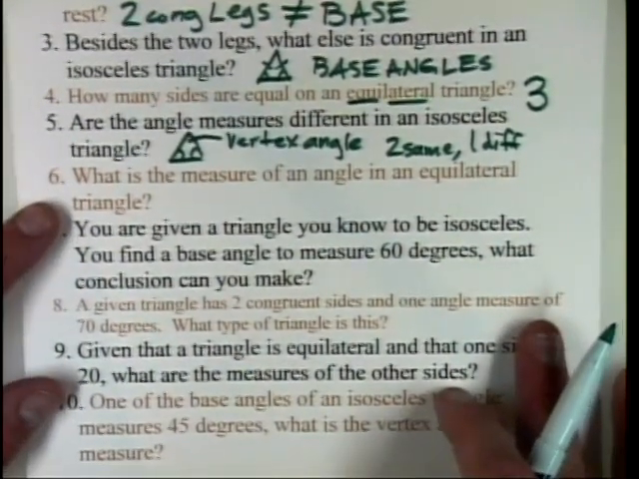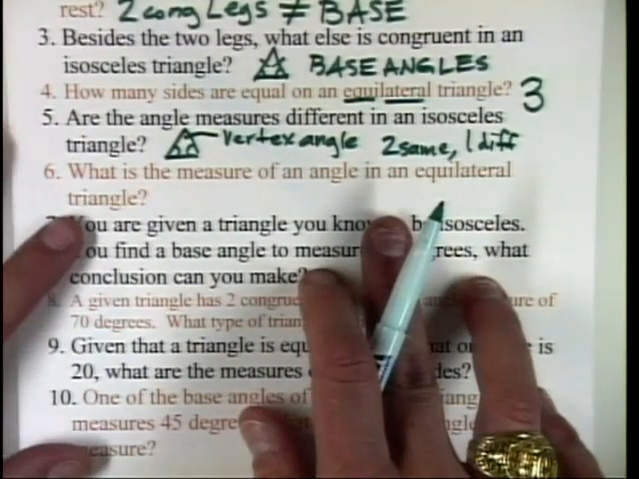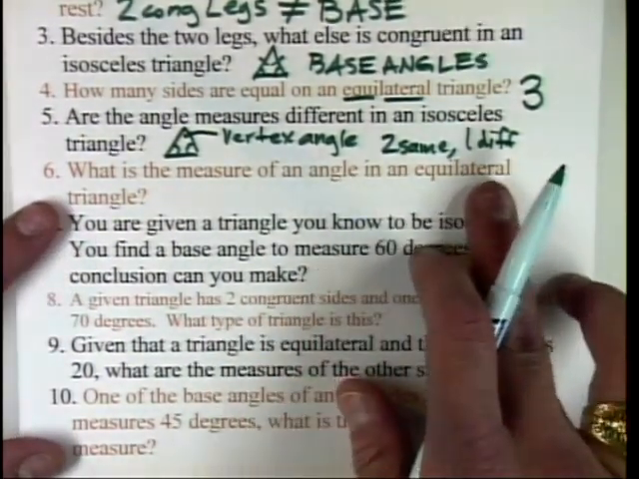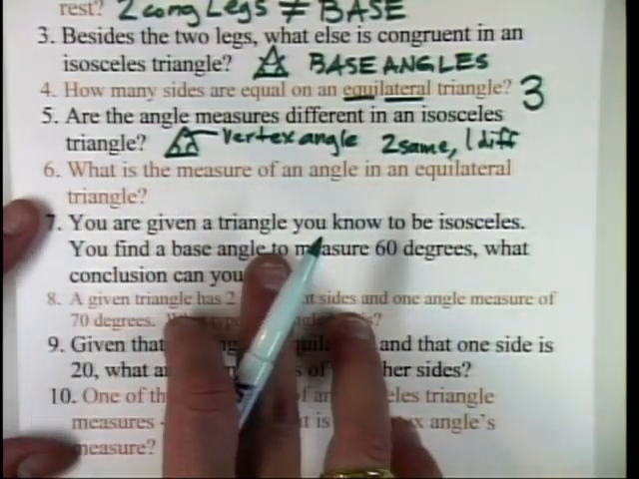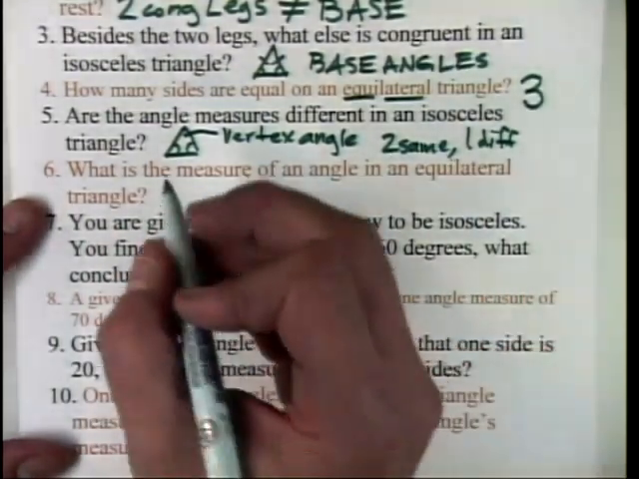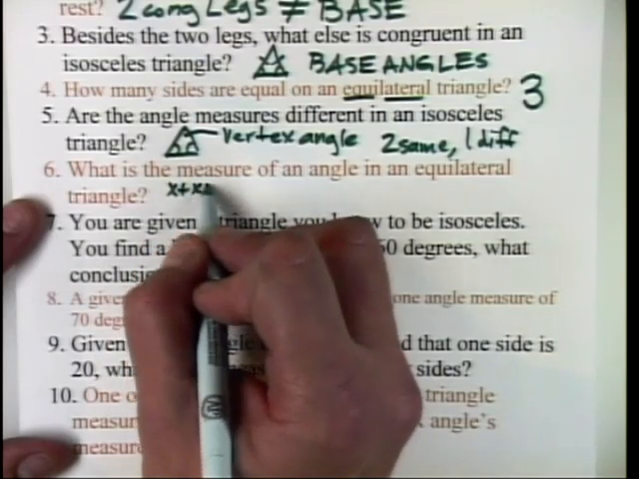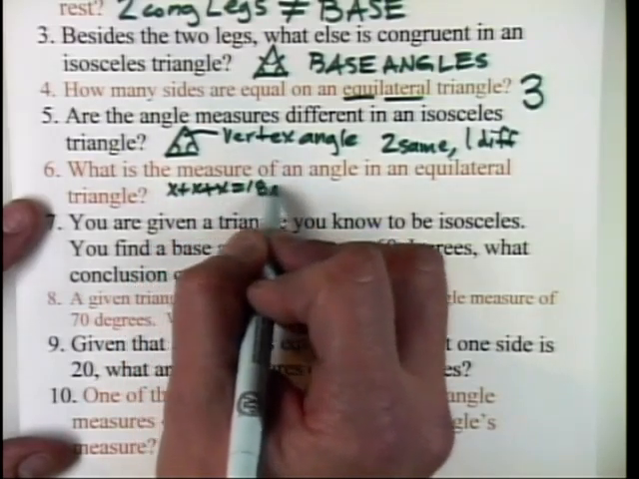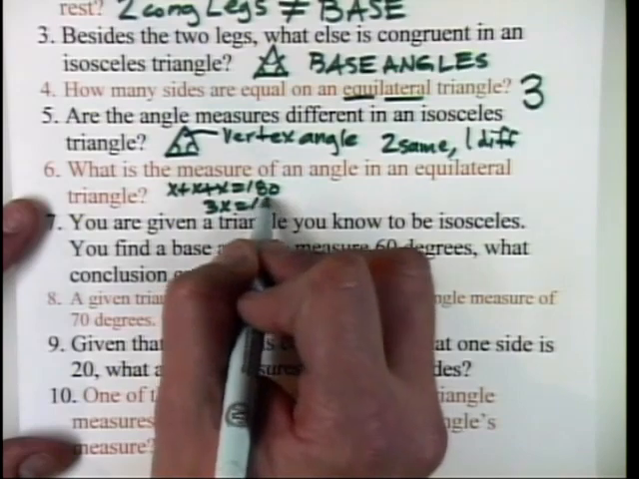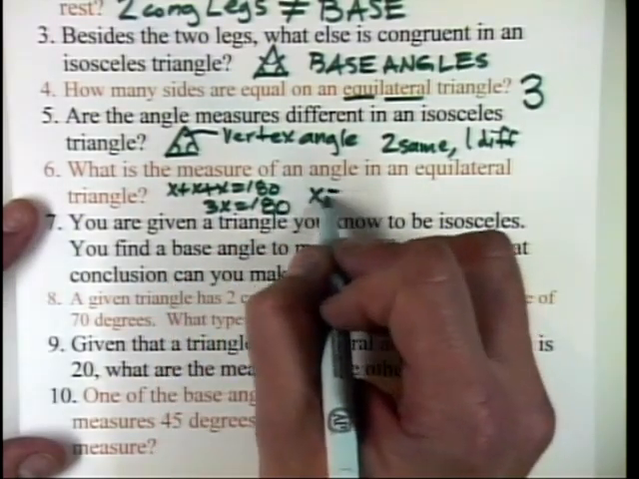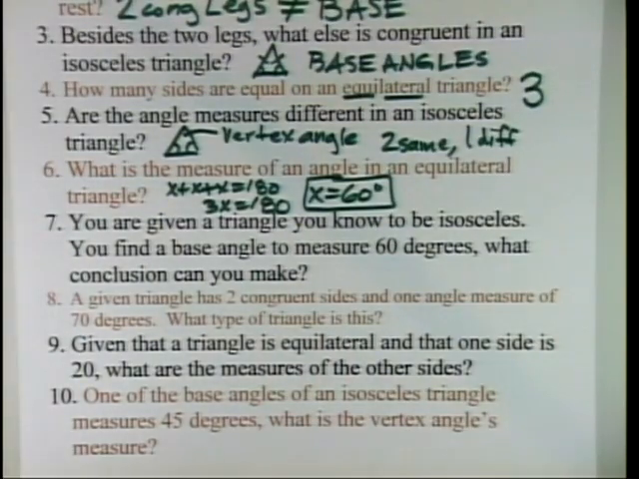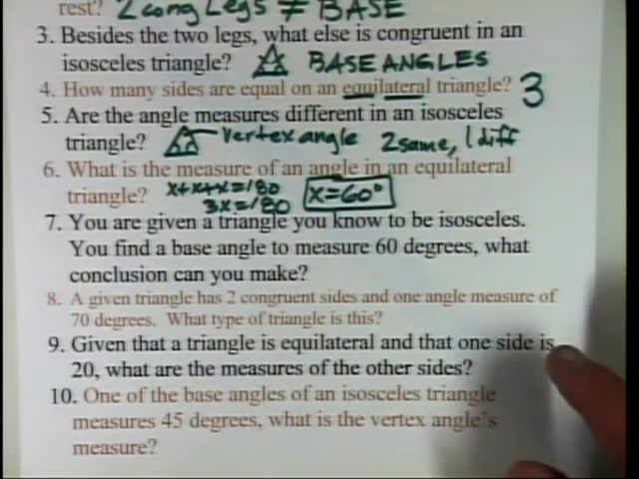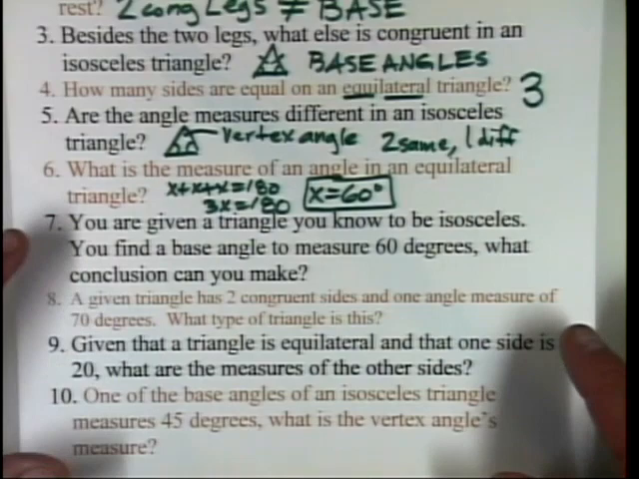All right, what is the measure of an angle in an equilateral triangle? Well, equilateral, remember by the corollary, implies equal angular. So there's 3 equal angles, and they have to add up to 180. So x plus x plus x has to equal 180. So 3x has to equal 180, and we know that x has to be 60. There's no other option for the angle measures in an equilateral or an equiangular triangle. They have to be 60 degrees. That's part of the corollary.